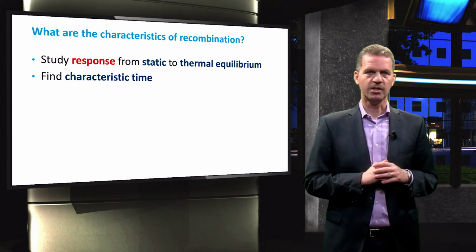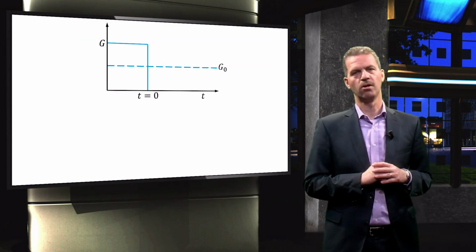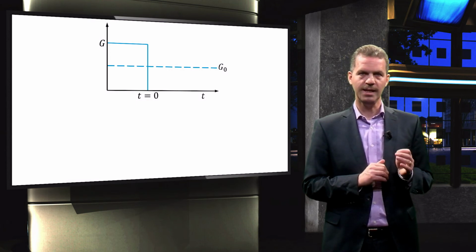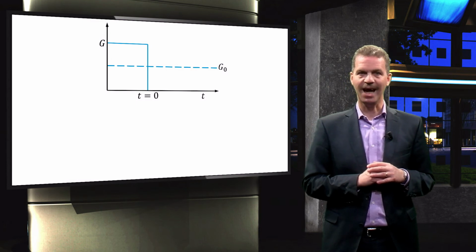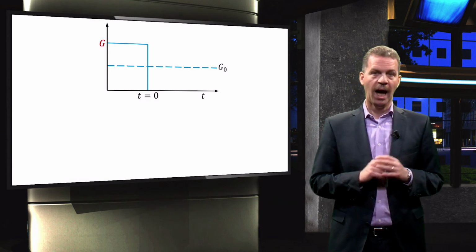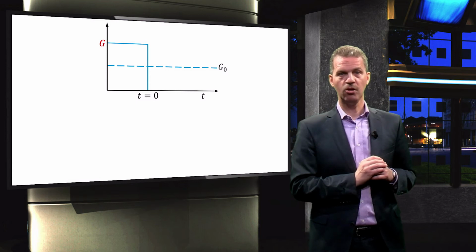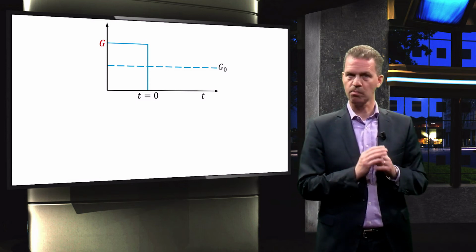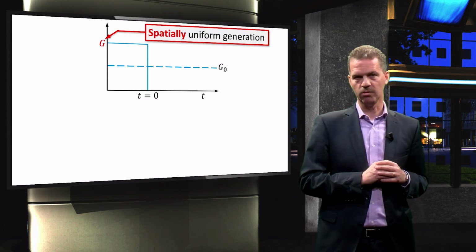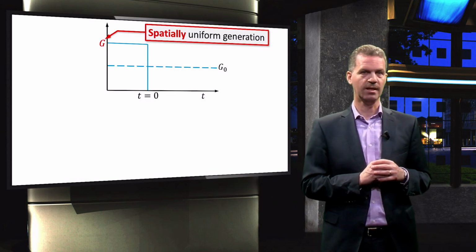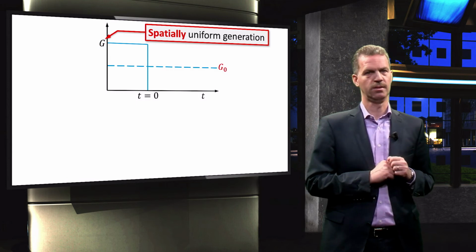In this slide, the generation is shown as a function of time. Before t = 0, the external generation rate is G and independent of time. In addition, we assume this generation rate is spatially uniform. The thermal equilibrium generation rate G0 is also indicated and will always be present.